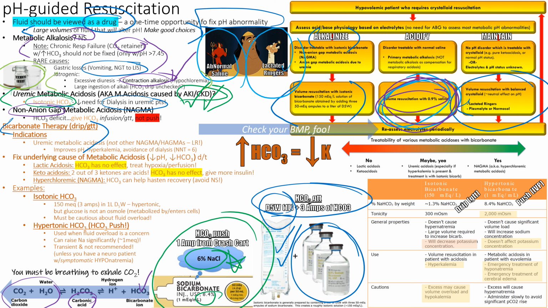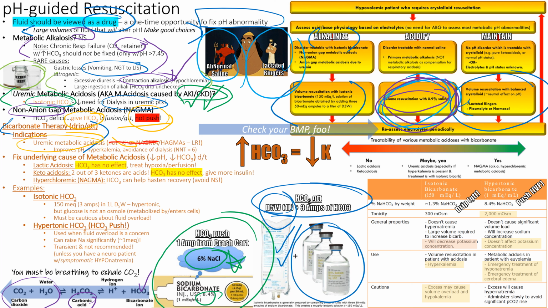Bicarb, right? So bicarb is going to be our option there, and not a push. It's going to be a worse option, as we'll show. All right, so bicarb drip, when is it needed? You've got metabolic acidosis, right?